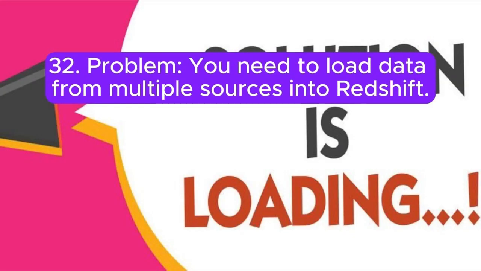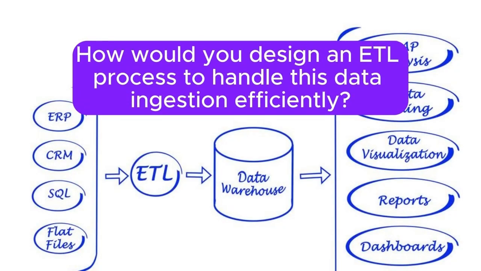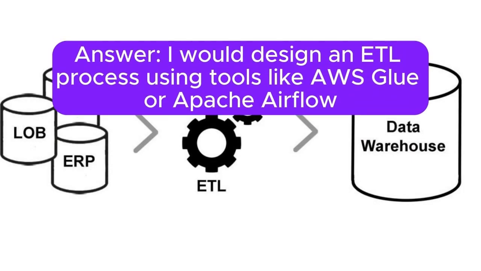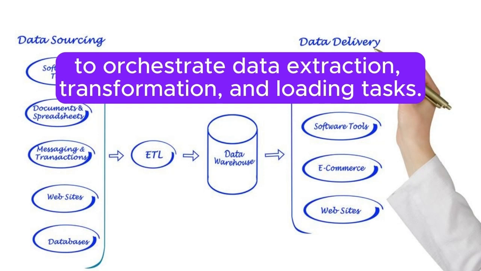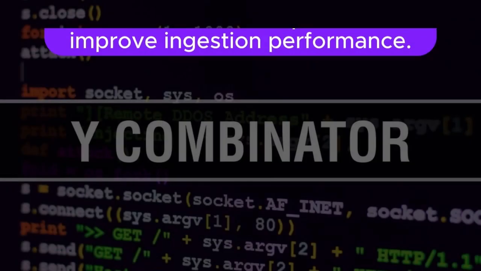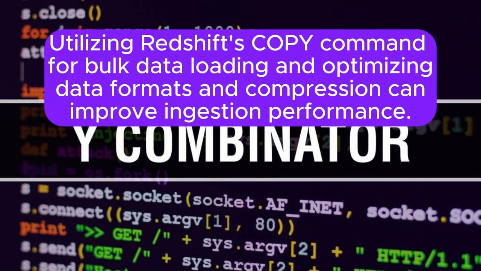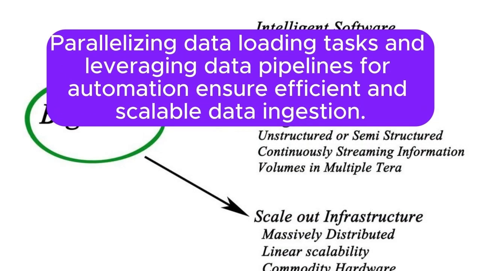32. Problem. You need to load data from multiple sources into Redshift. How would you design an ETL process to handle this data ingestion efficiently? Answer. I would design an ETL process using tools like Glue or Apache Airflow to orchestrate data extraction, transformation, and loading tasks. Utilizing Redshift's COPY command for bulk data loading and optimizing data formats and compression can improve ingestion performance. Parallelizing data loading tasks and leveraging data pipelines for automation ensure efficient and scalable data ingestion.